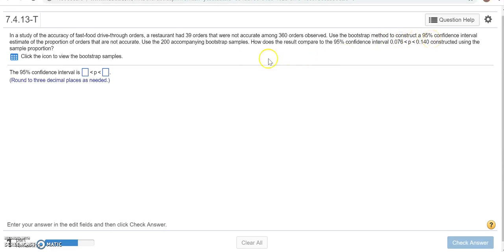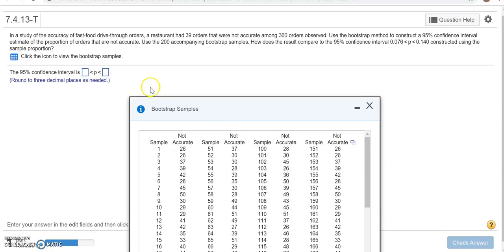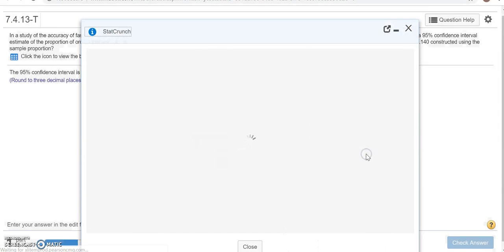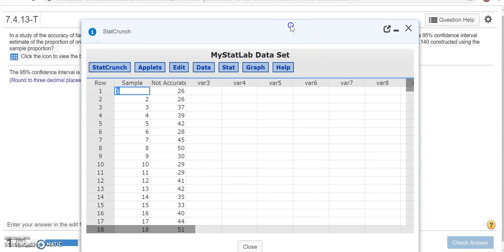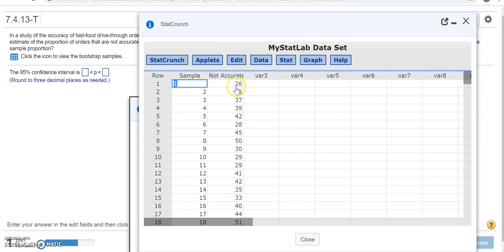Okay, so first let's go ahead and open up our bootstrap samples inside StatCrunch. I'm going to go ahead and click on this little blue icon, which will open up the data. And then I'm going to click on this little blue icon and choose to open in StatCrunch. So what I've been given here, let's move this over a little bit, is all the different numbers of orders here in the second column that were not accurate.